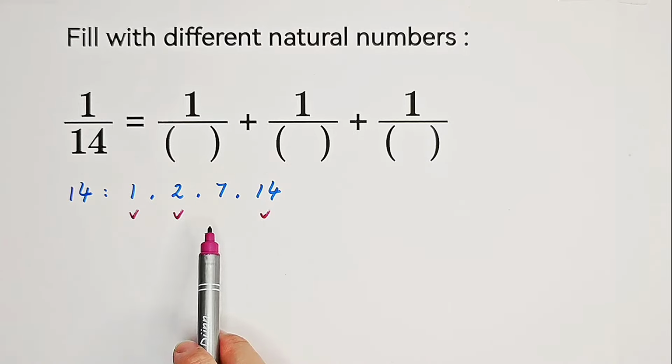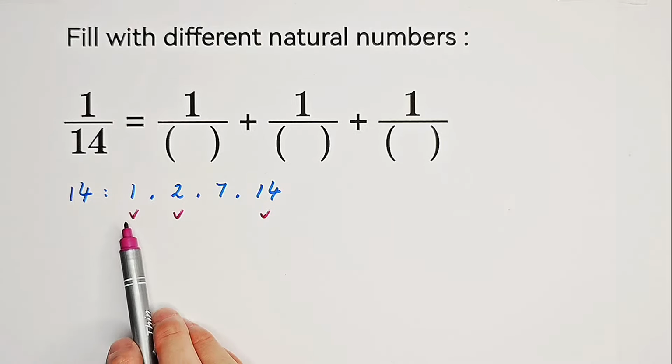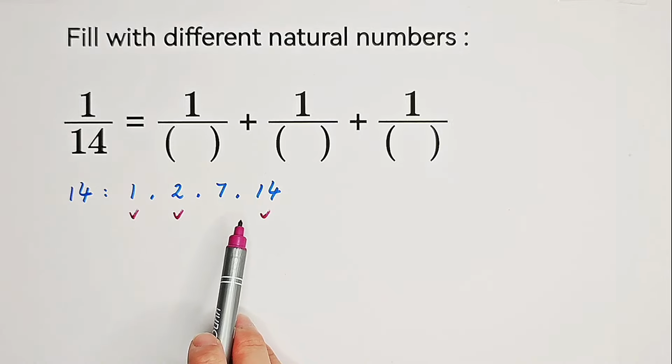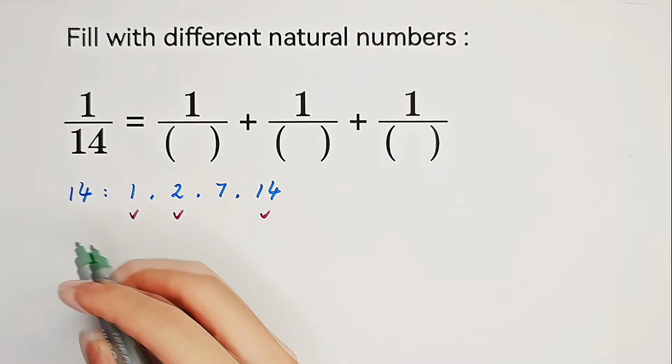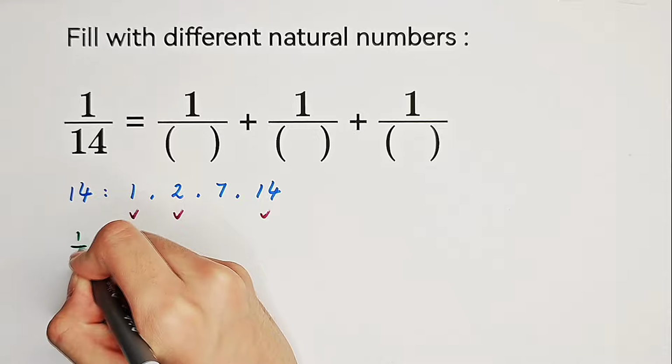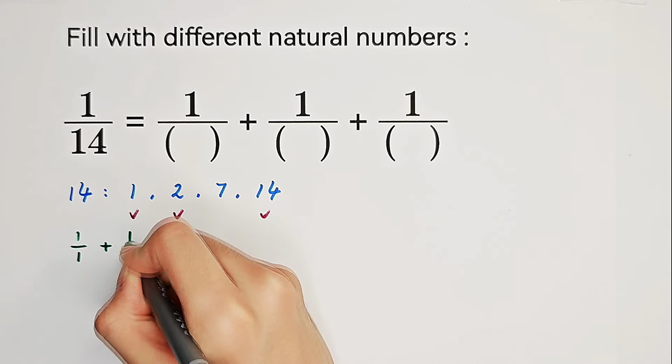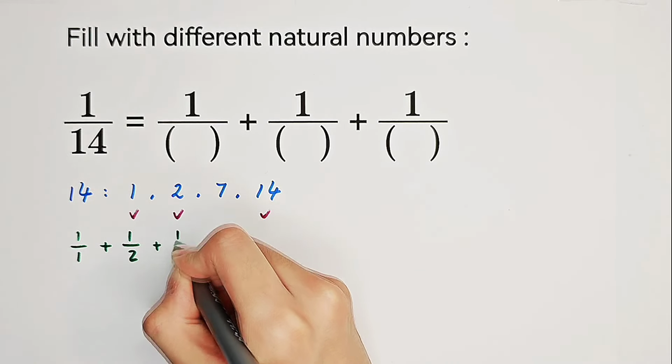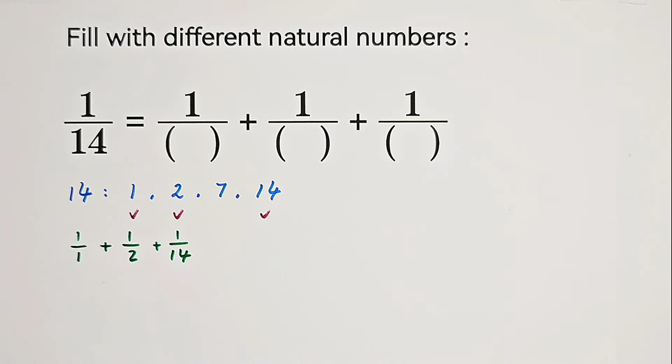There are four ways for you to choose three numbers among four. So here, I've chosen 1, 2, and 14. So let's do it in this way. So we just solve this problem backwards. Have a look at 1 over 1, 1 over 2, and 1 over 14. If we add these three fractions together, the least common multiple of the denominators is of course 14.